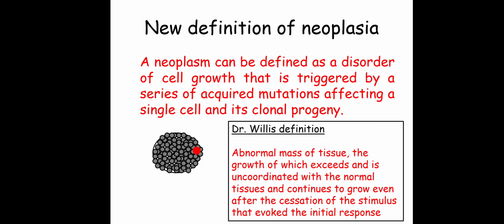So in the molecular era, we can define neoplasia in some different manners. In the modern era definition, a neoplasm can be defined as a disorder of cell growth that is triggered by a series of acquired mutations affecting a single cell and its progeny.